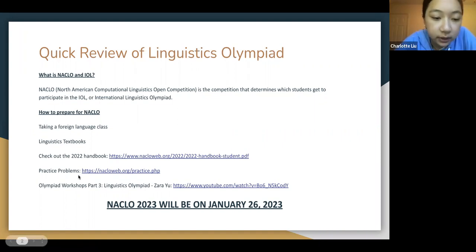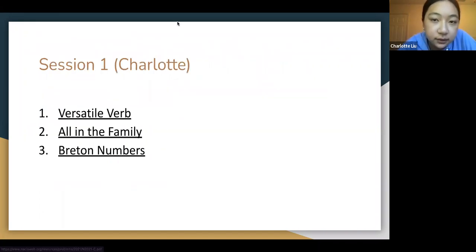The best way to prepare is just to do a lot of practice problems because there are a lot of them that are quite similar. By doing a lot of practice, you can get used to these and get better. You can also watch the Olympiad workshop, which was hosted by Zara, and I'll post these links later. And next year, NACLO will be on January 26th.